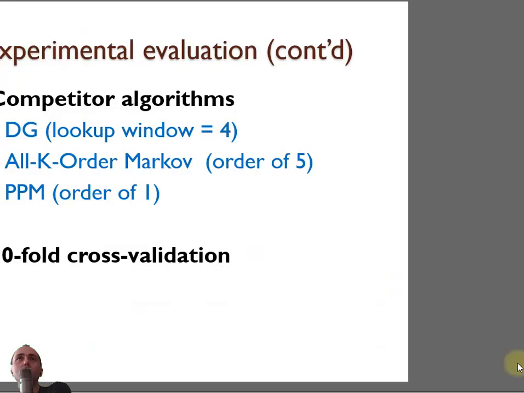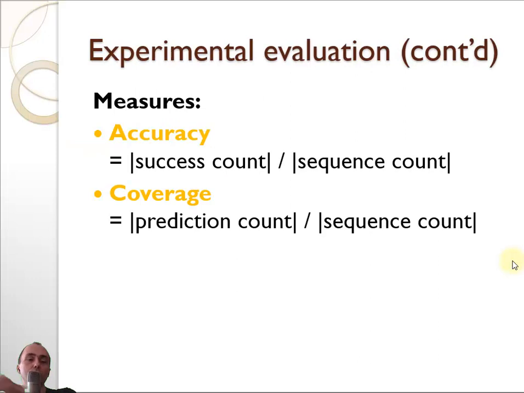Also, for this experiment, we compare CPT with DG, all-k-order Markov, which we call AKOM, and PPM order 1. We use tenfold cross-validation, okay? So for each of these algorithms, we try to use the best parameter to get the best result to compare, to be fair. So we use two measures to compare the different sequence prediction models.